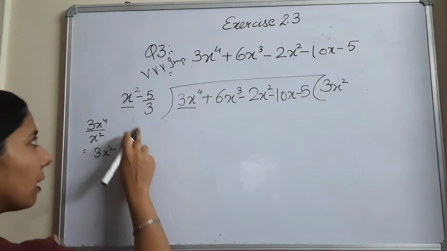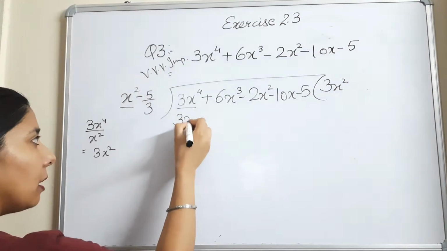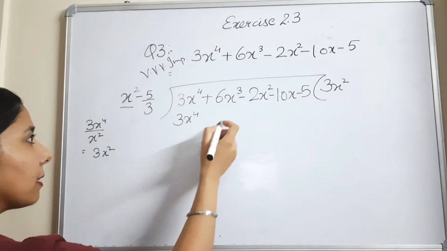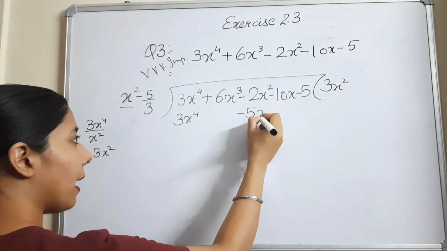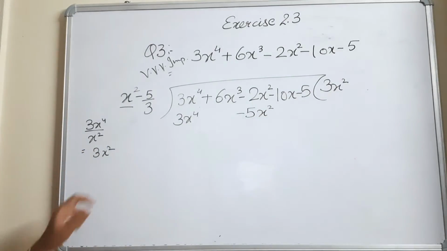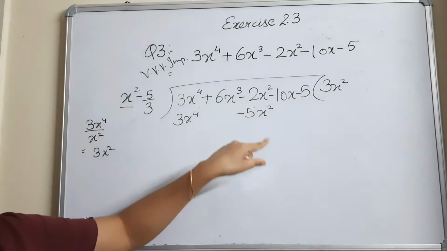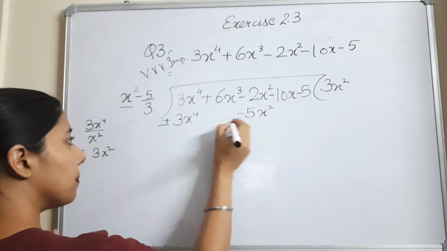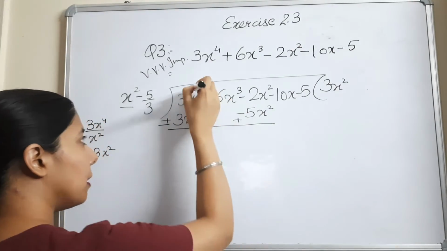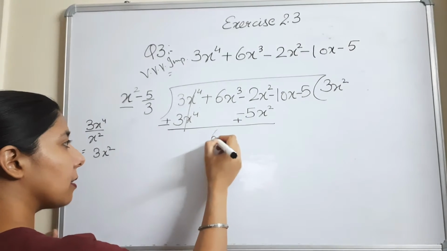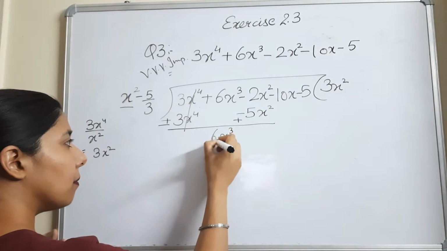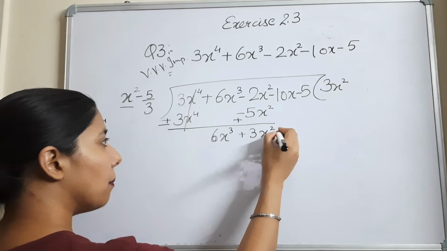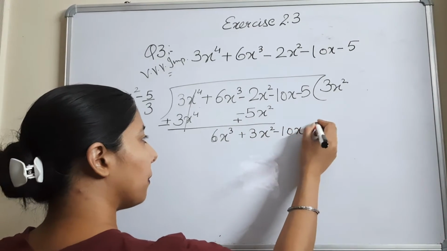Now multiply 3x square here. So it will be 3x^4 and minus 5x square. While writing the terms, be careful that the same degrees are written one below the other. Now change the signs. Now these cancel each other, bring 6x cube down. Now this will make plus 3x square minus 10x minus 5.